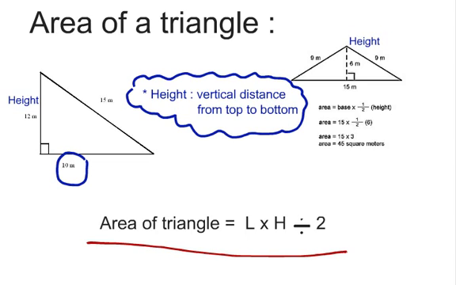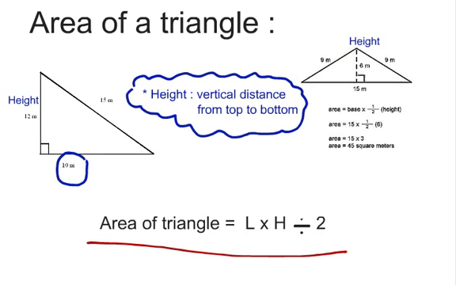The height is a vertical distance from top to bottom, as it is written in the little cloud here. So here it's easy to find that the height, the top is here and the bottom is there. So this is the height of my triangle.